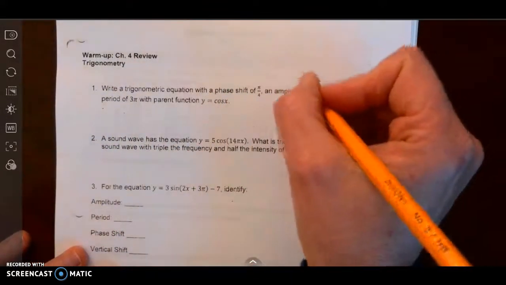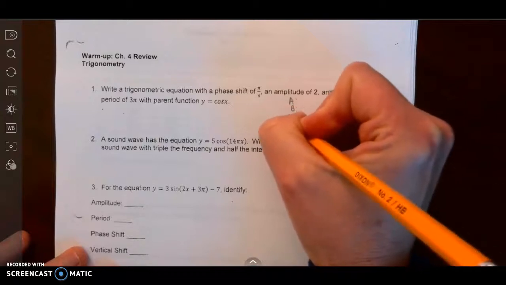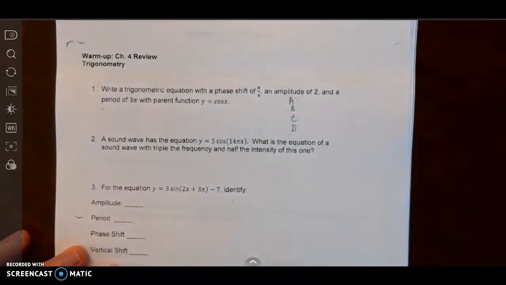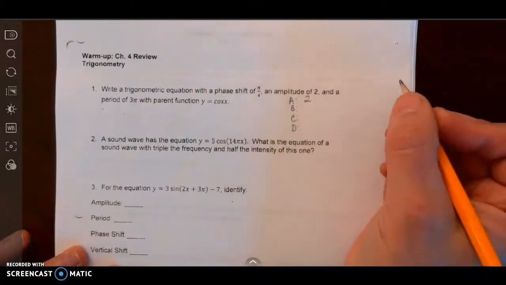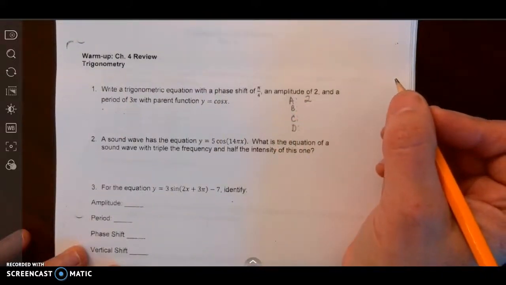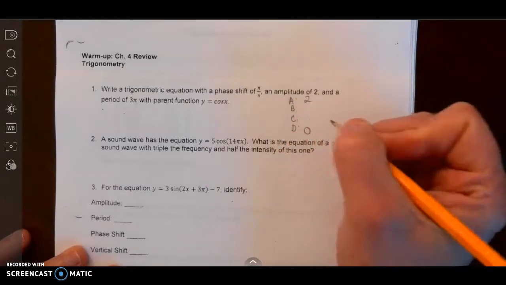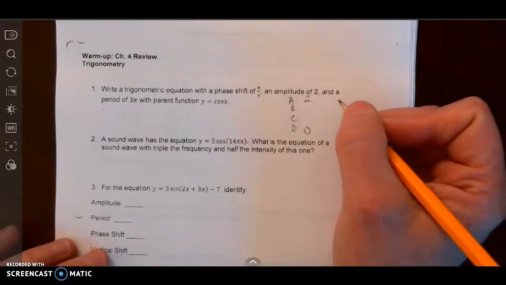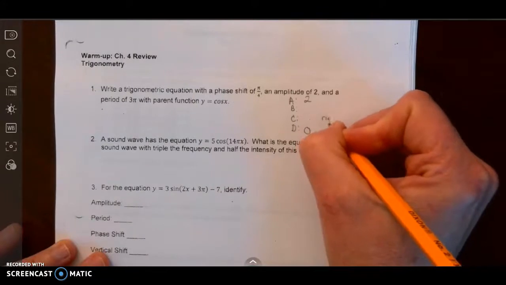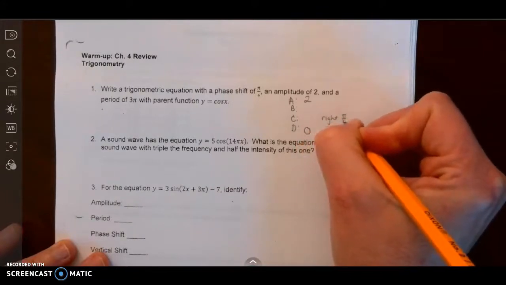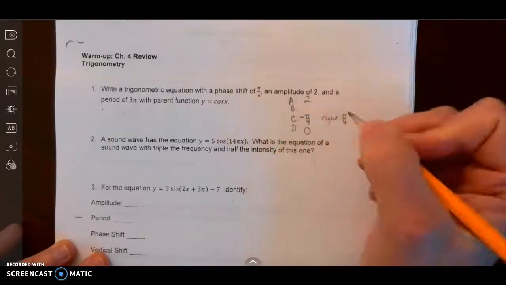In order to write an equation, I need the a, b, c, and d values. A is amplitude, so that's 2. It doesn't say that we moved the axis at all, so I'm assuming that D is 0. It says we have a phase shift of pi over 4, which must mean right pi over 4. So the C value is minus pi over 4.